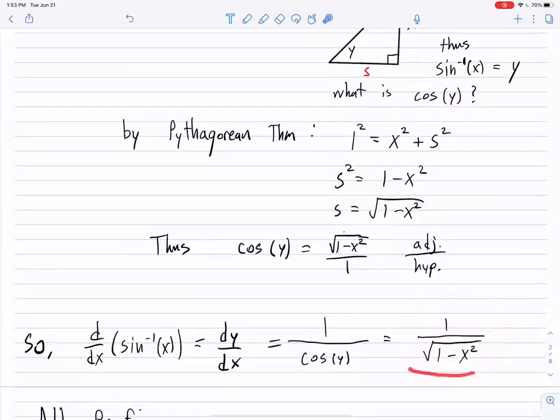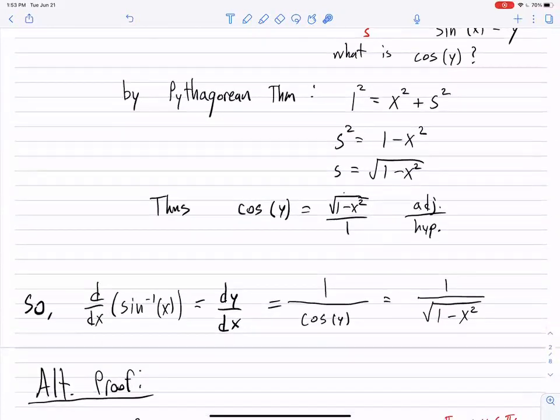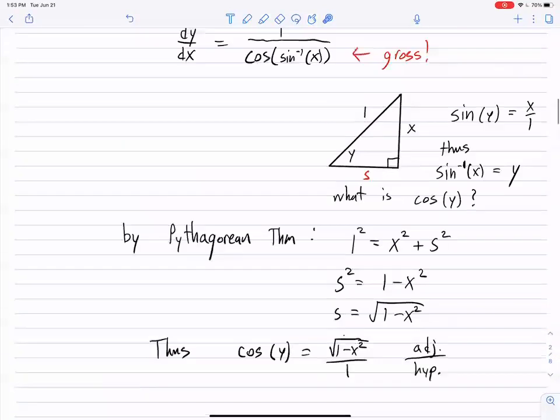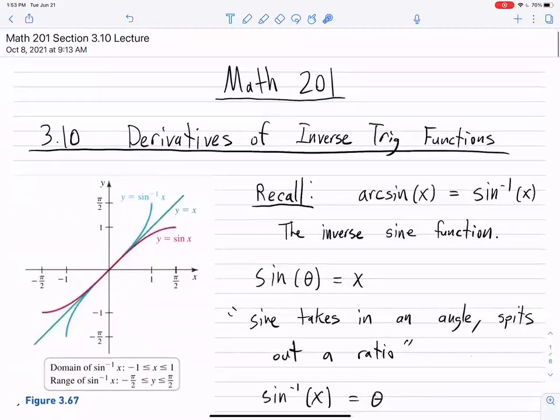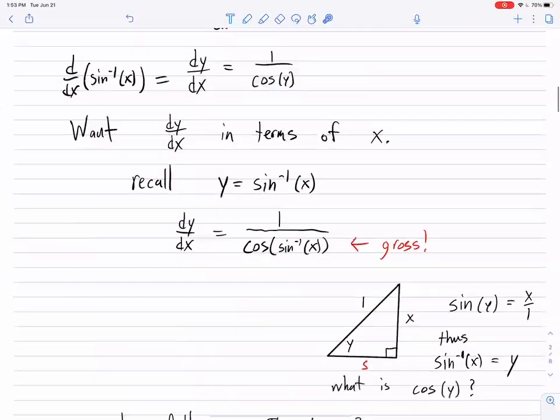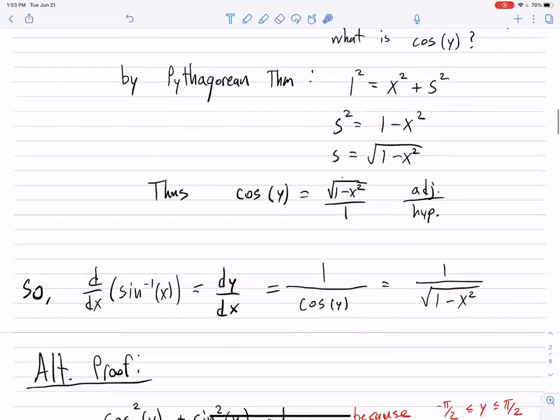And this is true for all x values between -1 and 1. If you plug in anything bigger, it will not exist. And then you can't plug in -1 or 1 either, because the derivative would be undefined, which makes sense if you look at this picture. There's no tangent line when x equals 1, right? It's a vertical tangent line. And when you plug in x equals -1, it's also a vertical tangent line. So for anywhere in between those values, it's given by this equation, right?